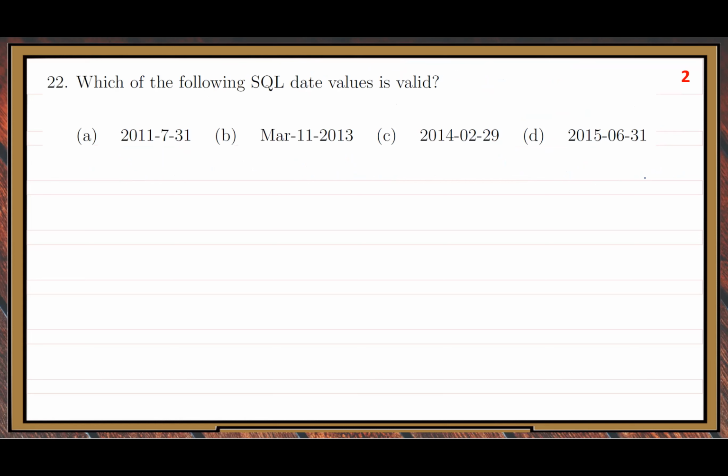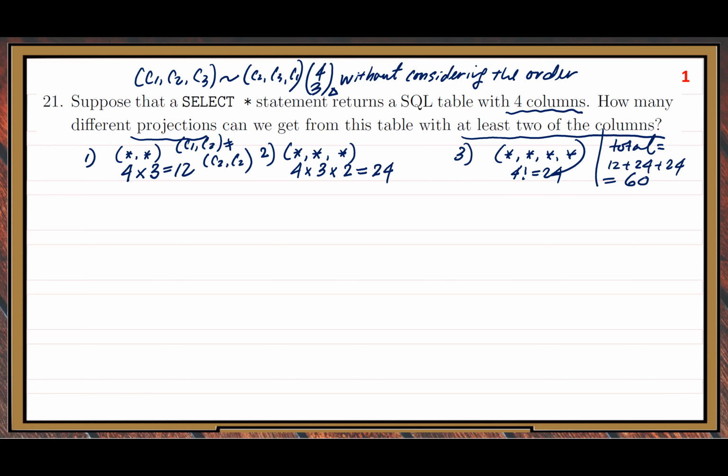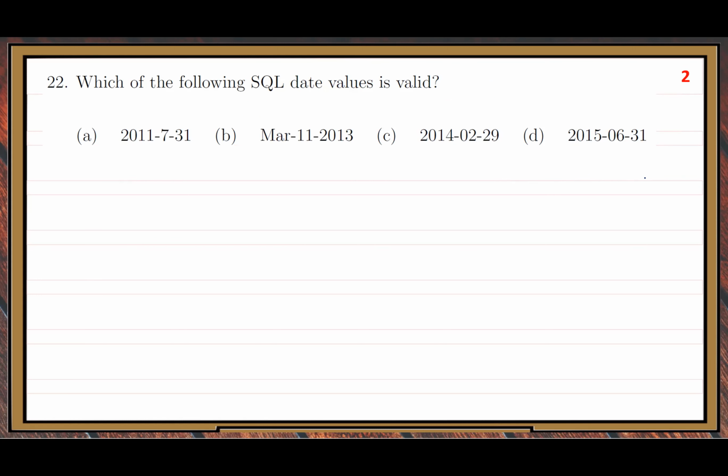Next question. Which of the following SQL date values is valid? Some students didn't notice the valid dates on the calendar. Not many, probably two or three students picked those dates that do not exist on the calendar. For example, this one, because year 2014 is not a leap year.